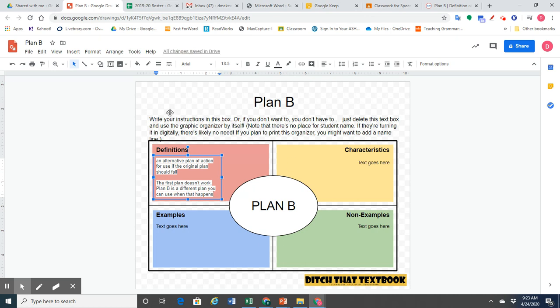Now, I just want to point out that this graphic organizer I got from Ditch That textbook. It has all different kinds of graphic organizers, and this is one that's really good for vocabulary. So what are some characteristics of Plan B? What are some things that are important? Plan B is a second choice. The first choice failed. And it's something different that you're going to try.